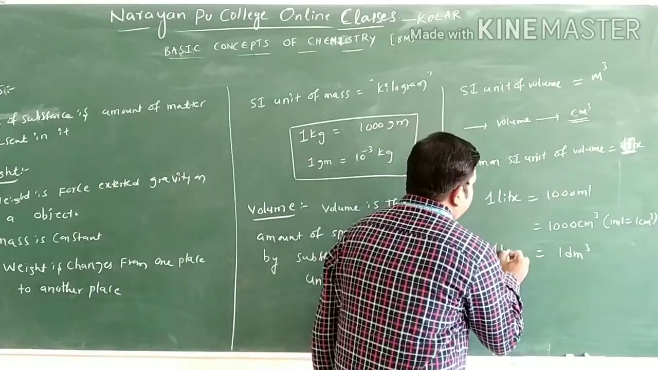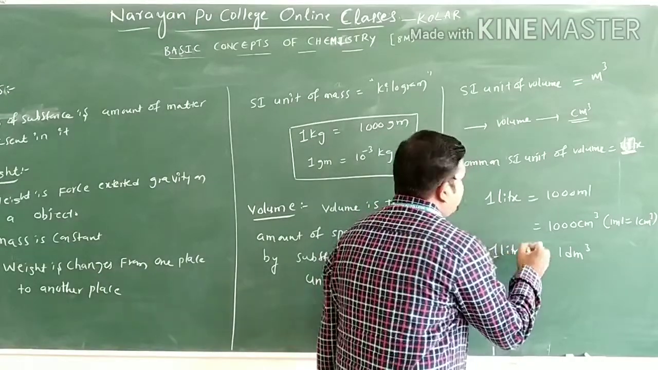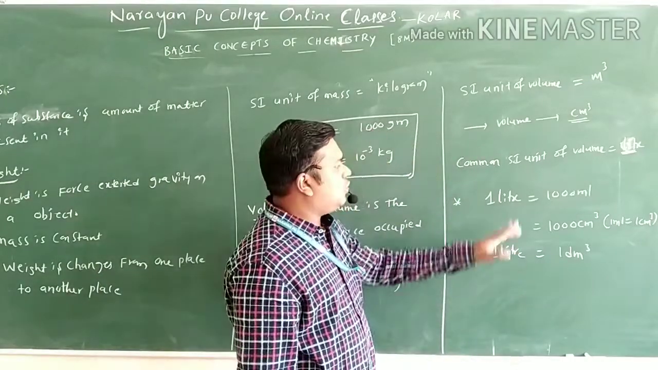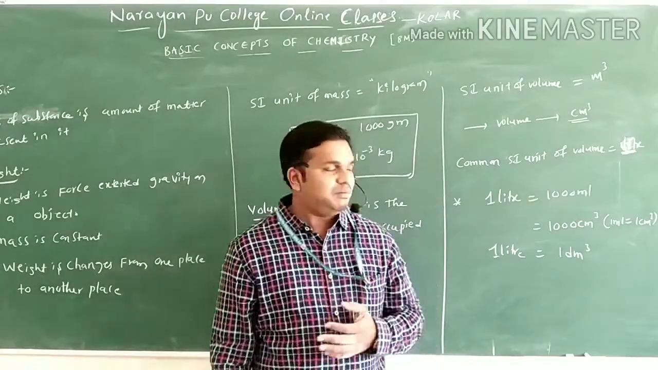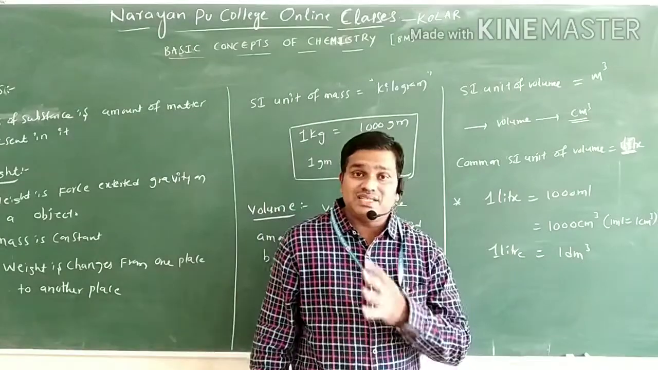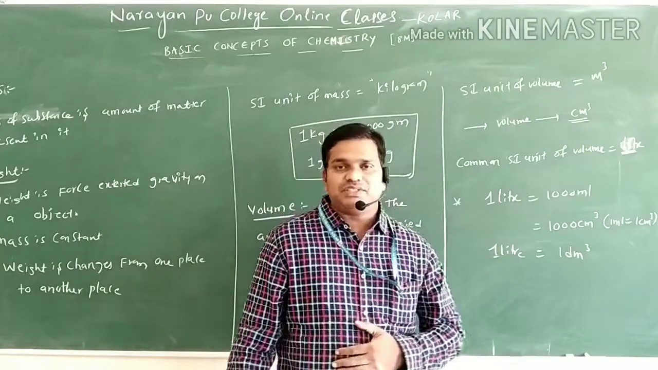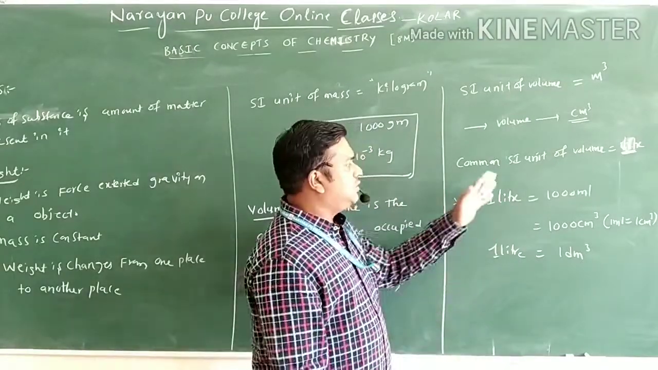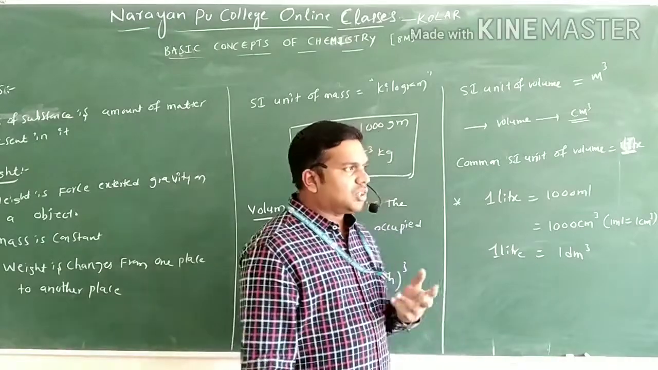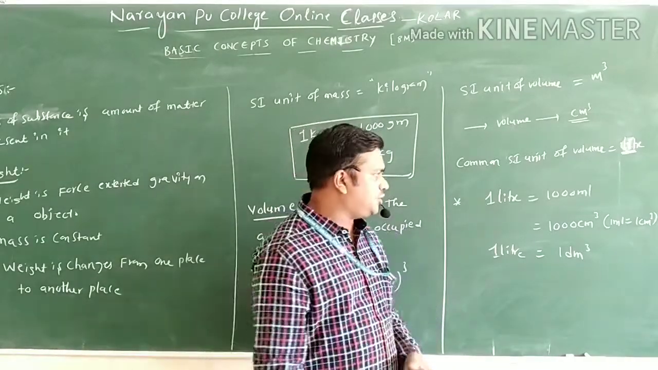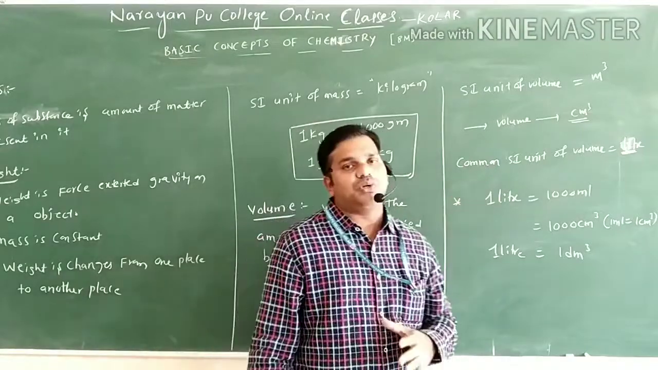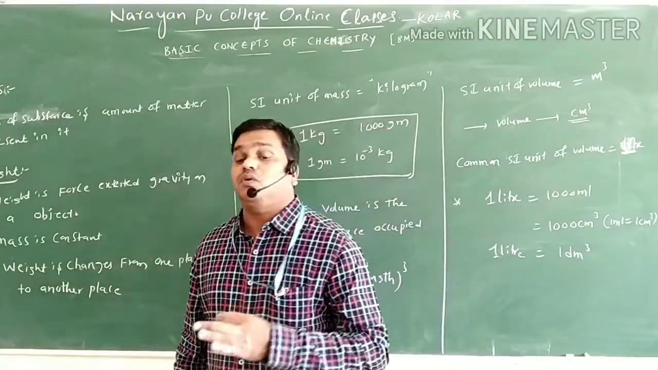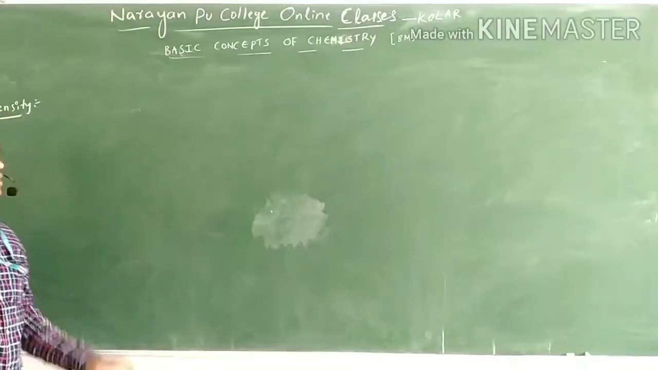So these are the different conversions of volume. Volume can be expressed in liter, in milliliter, in centimeter cube, and in decimeter cube. 1 liter is equal to 1000 ml, which means 1000 centimeter cube, which is equal to 1 decimeter cube. This is regarding the SI unit of volume.